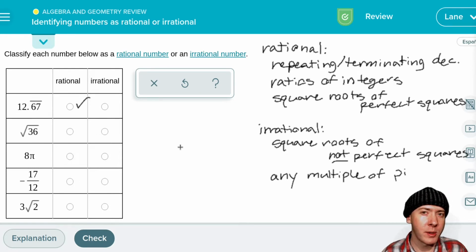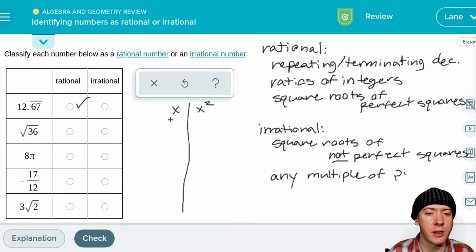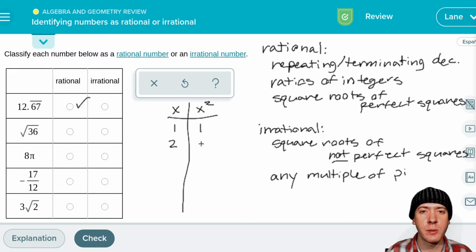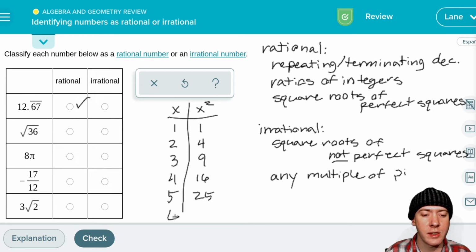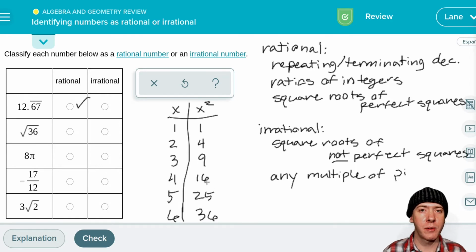Remember what the perfect squares are? They are like a number multiplied by itself. So the first few perfect squares, I'll make a little table of them. Call the first column x and the second column x squared. 1 is a perfect square because it's 1 times 1. 2 times 2 is 4. 3 times 3 is 9. 4 times 4 is 16. 5 times 5 is 25. And 6 times 6 is 36. So these numbers in the right-hand column are perfect squares.